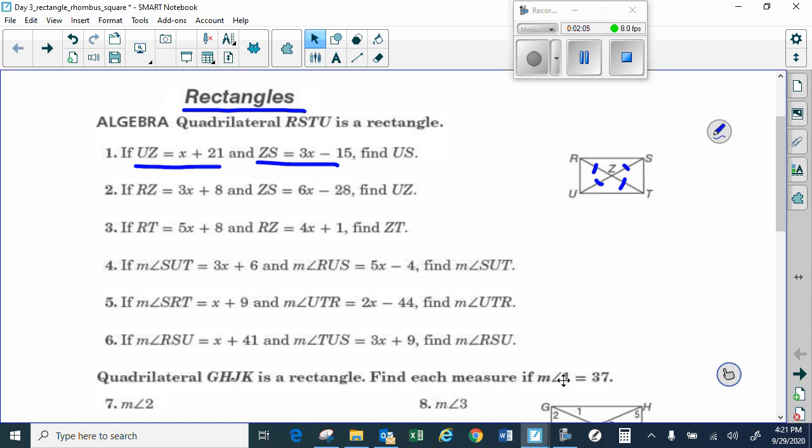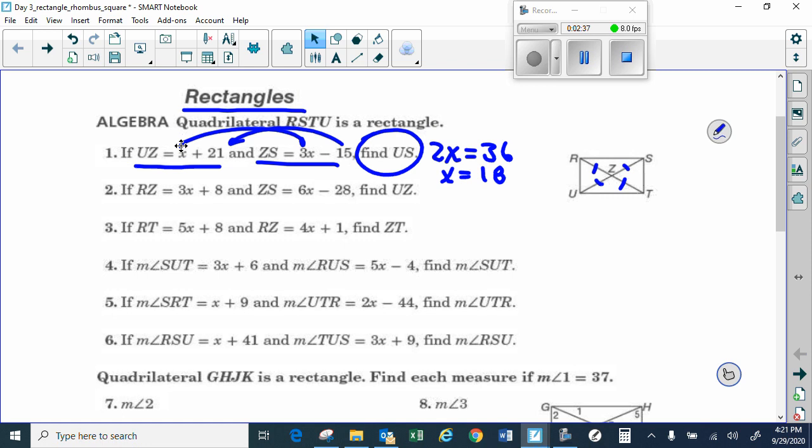UZ equals ZS. So go ahead and subtract x across, add the 15 across, and I get 2x equals 36, x equals 18. Go back and read the question. It didn't say solve for x. I'm not done. What does US mean? The length from U to S. So that means I can plug in either one. If I go to U to Z, then I have to double it, right? Because they're the same. US is all the way across. Okay, so if I look here, 18 plus 21 is 39. So this is 39. So then this has got to be 39. So 39 times 2 is 78 for my answer.